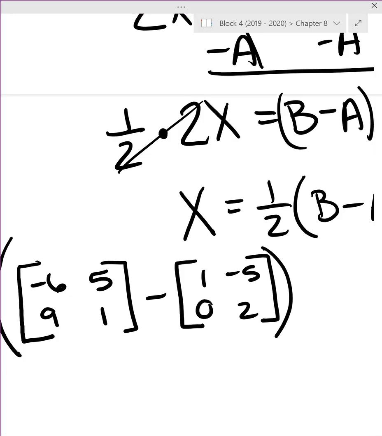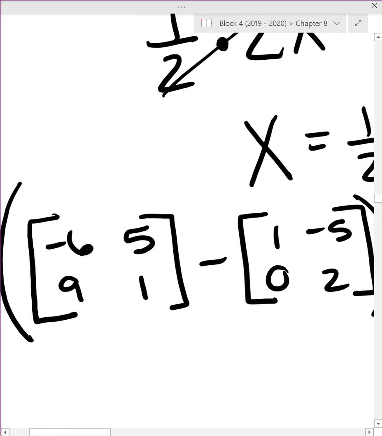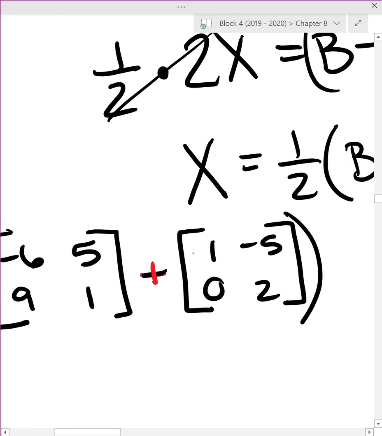And now it's any problem we've done before. So since it is minusing, I got to change this to a plus and change all the signs in here, except for zeros.